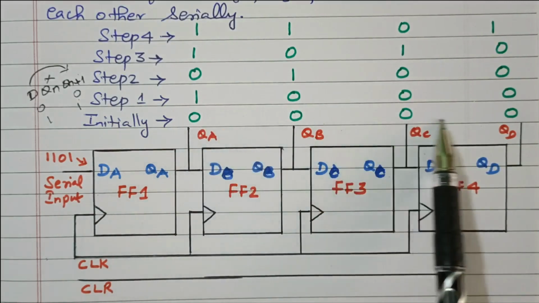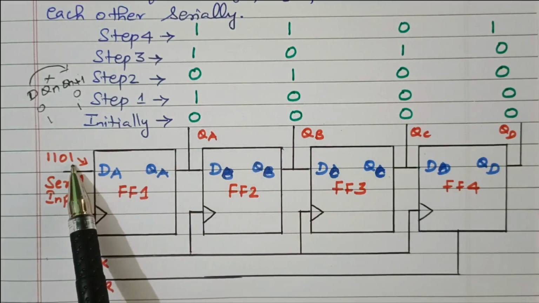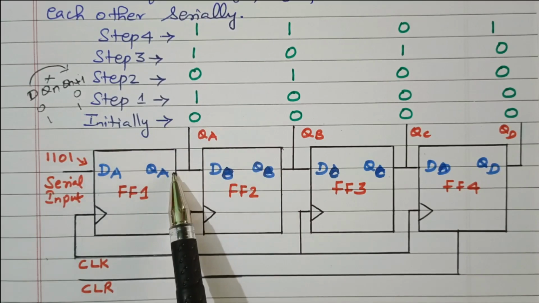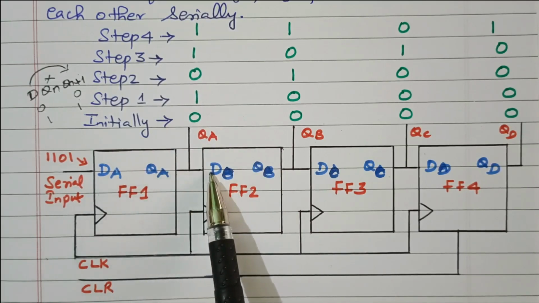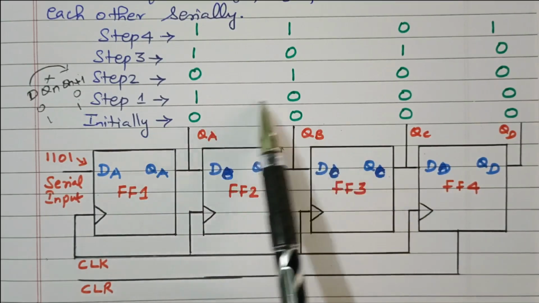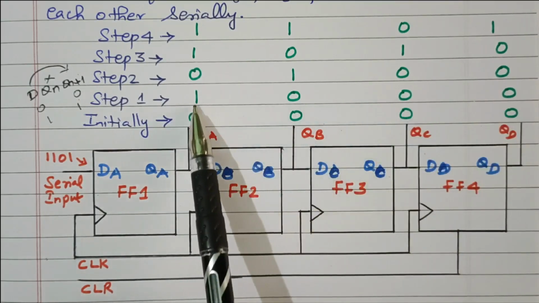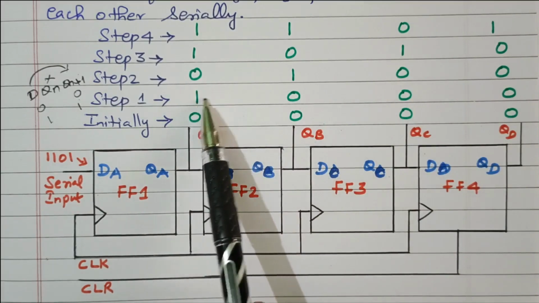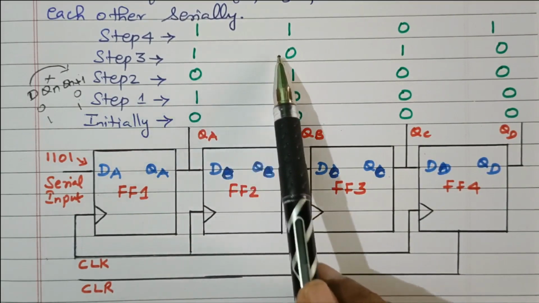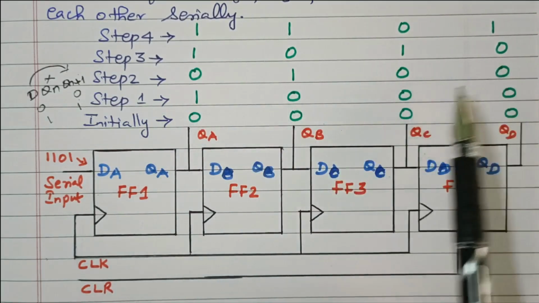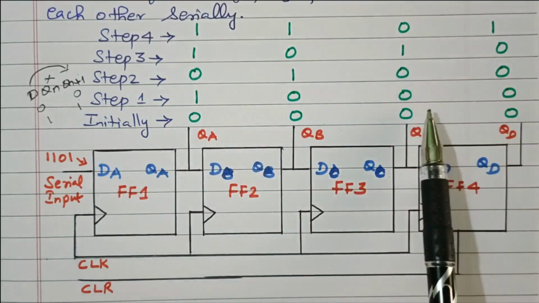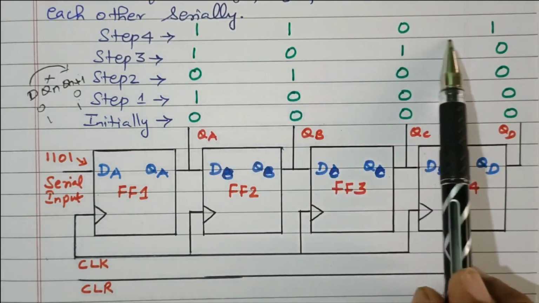So initially all are 0. In the first step, this 1 is transferred. While transferring, the data available in QA will go to DB, QB will go to DC, and QC will go to DD. Like that the data keeps moving. Again we are sending 0, and at that time this 1 will go to the next stage. Again we apply 1, and this 0 goes to the next state; the 1 and 1 positions are shifted. Again applying 1, this 1, 0 and this 1 are shifted. So finally we get 1, 1, 0, 1.